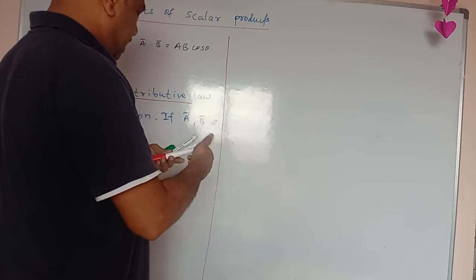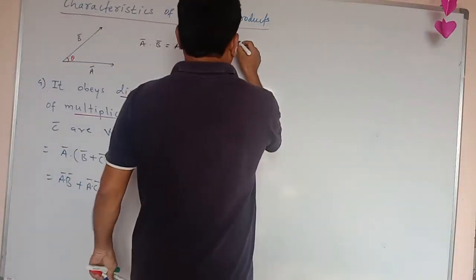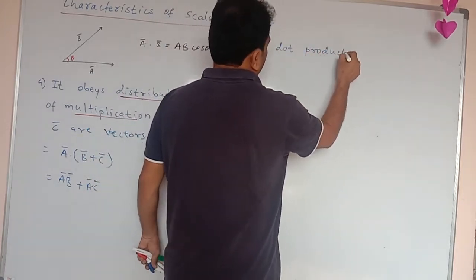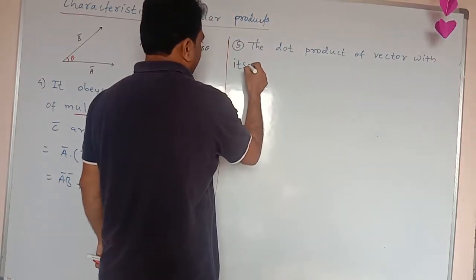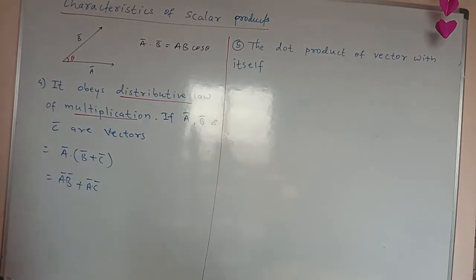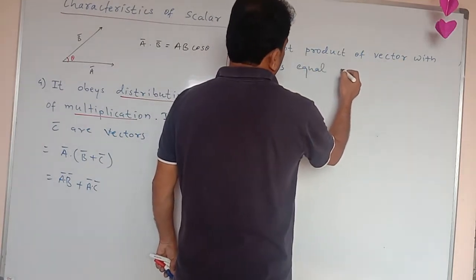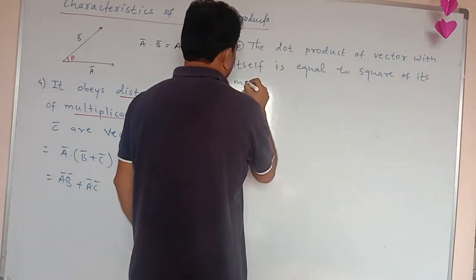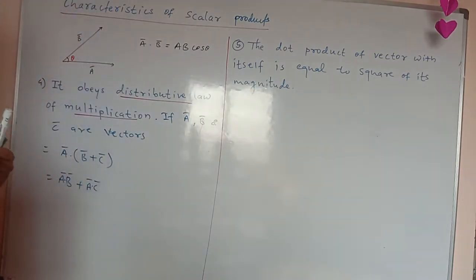Now the next characteristic, characteristic number 5: the dot product of a vector with itself is equal to the square of its magnitude.